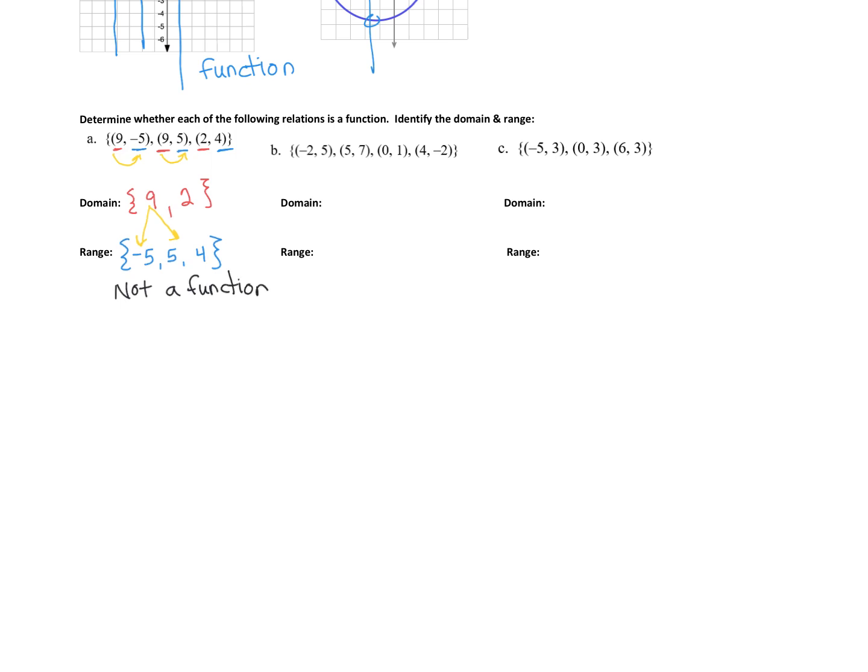Let's do that again. Our domain is going to be our x values, -2, 5, 0, and 4. Our range will be our y values, 5, 7, 1, and -2. And in this case, every x value only corresponds to one y value, so this is in fact a function.